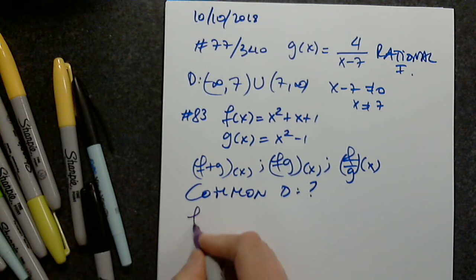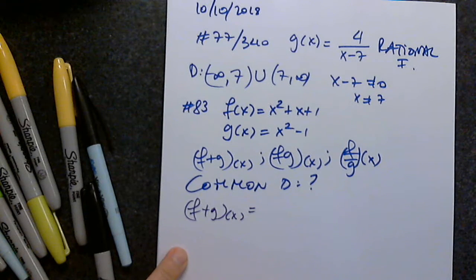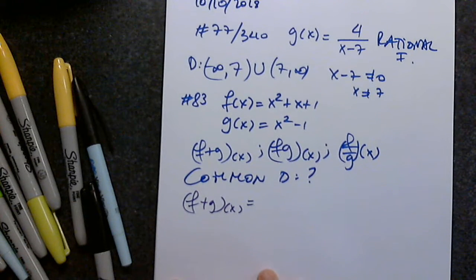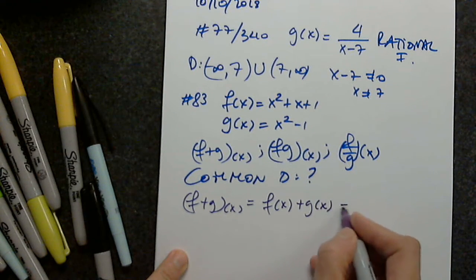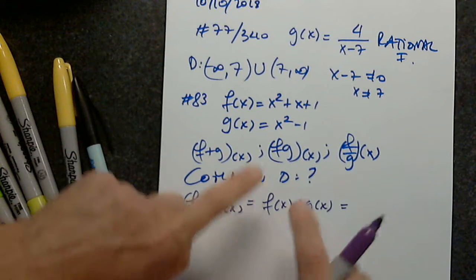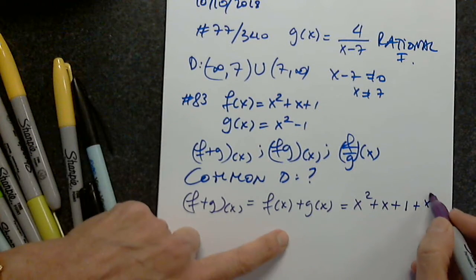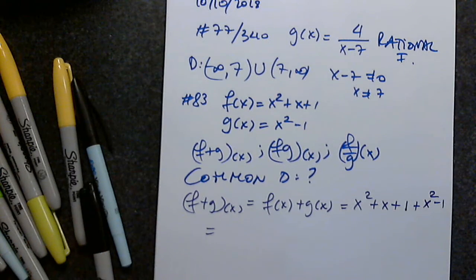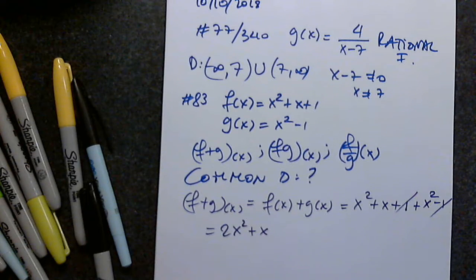We start by writing the definition of f plus g of x. We have to get used to writing that first. Let's write for everyone to see f of x plus g of x. Perfect. And now we replace f of x by x squared plus x plus 1, and then plus x squared minus 1. There is no need of parentheses when we add. So we combine like terms, these two go away, and we have 2x squared plus x. And this is a new function that was created by adding the original functions.